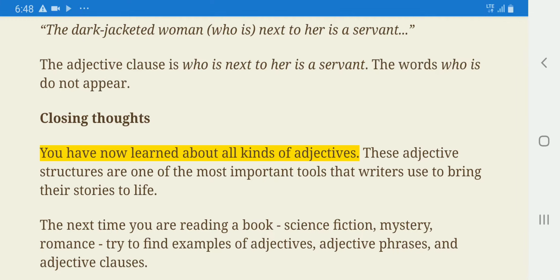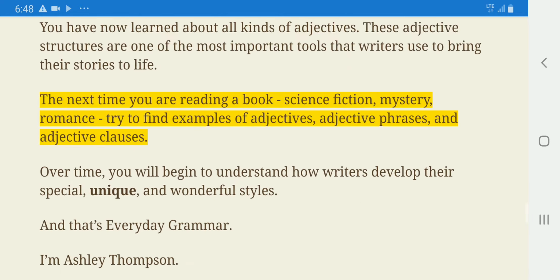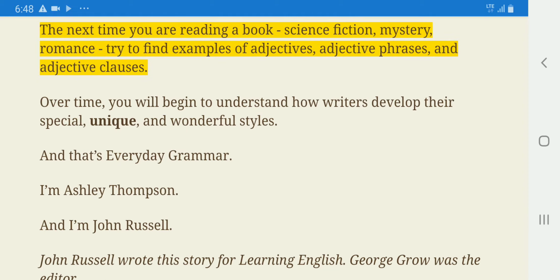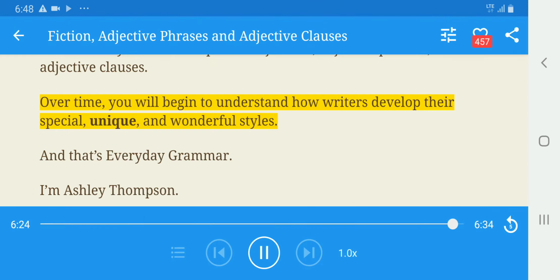You have now learned about all kinds of adjectives. These adjective structures are one of the most important tools that writers use to bring their stories to life. The next time you are reading a book, science fiction, mystery, romance, try to find examples of adjectives, adjective phrases, and adjective clauses. Over time, you will begin to understand how writers develop their special, unique, and wonderful styles.